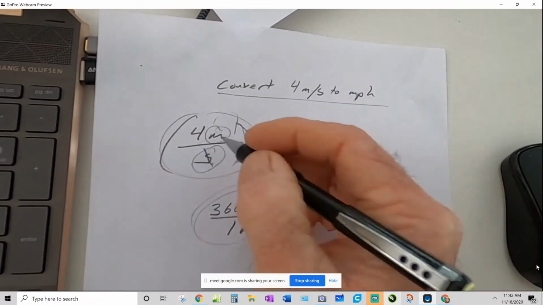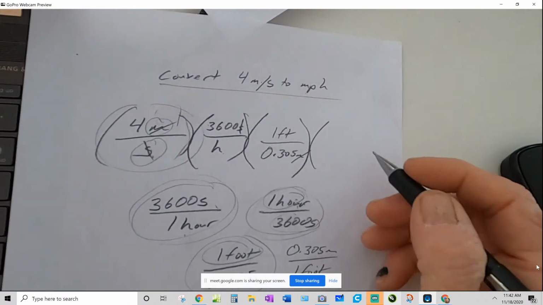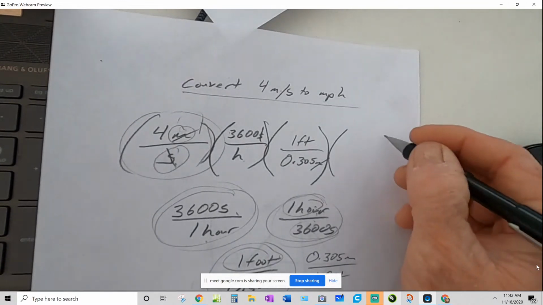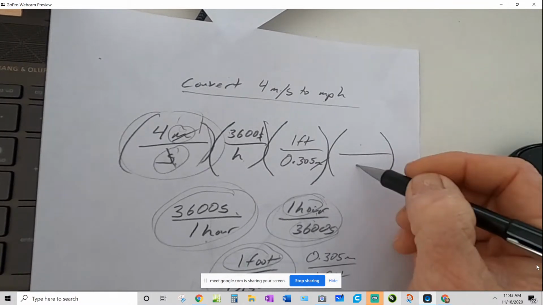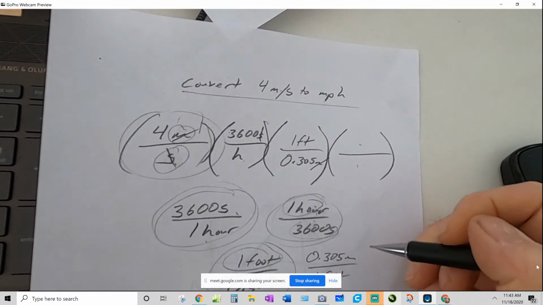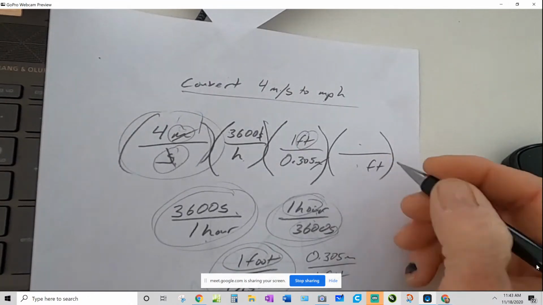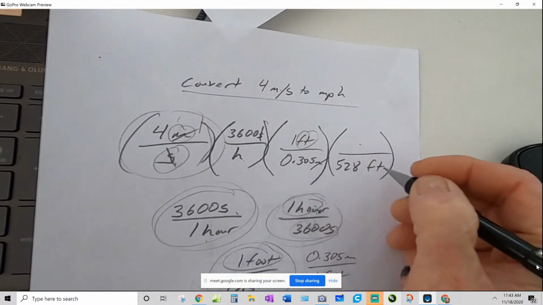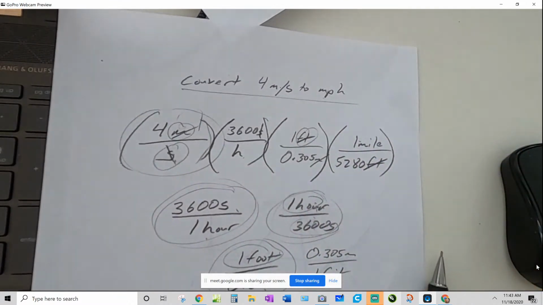So now meters are gone, and I've got feet per hour, and there are 5,280 feet in a mile. So do I multiply by 1 mile over 5,280 or 5,280 over 1? I need feet to cancel out, so feet have to be on the bottom. Yeah, 5,280 feet, 1 mile. So feet are canceled out, and all that remains to be done is to just punch all this into my calculator.